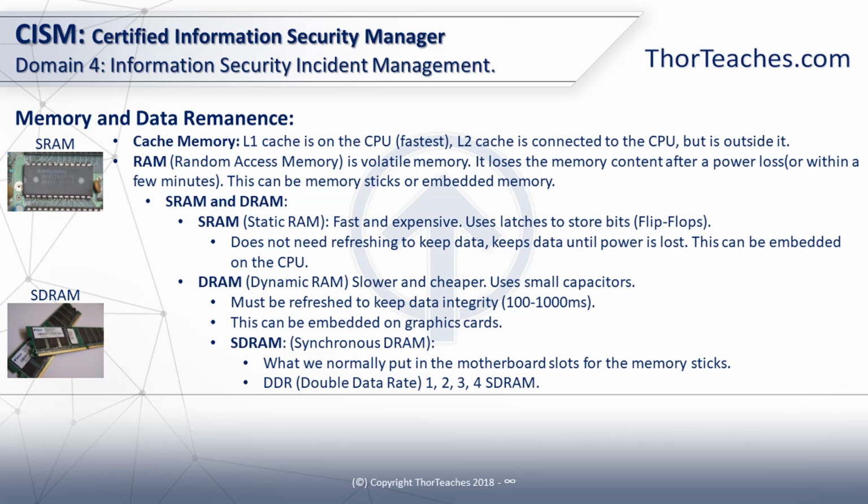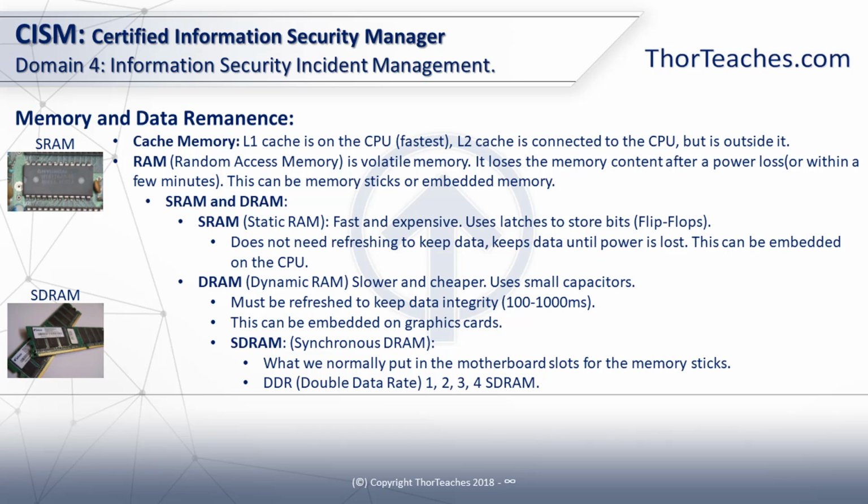It will only keep the data it has for a short amount of time after losing power. This would be random access memory, or RAM, and it can either be the sticks that you slot into the computer, or it can be embedded on the motherboard or hardware. Static RAM, or SRAM, is the fastest type, but also the most expensive. It uses latches to store bits, also called flip-flops. What makes it different from other RAM is it doesn't need to keep refreshing the data. The data is kept until it loses power or it's overwritten. An SRAM chip can be embedded on a CPU, for instance, or on a graphics card.